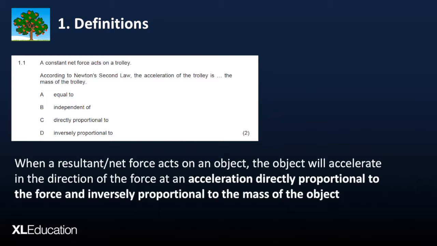When a resultant net force acts on an object, the object will accelerate in the direction of the force at an acceleration directly proportional to the net force and inversely proportional to the mass of the object. So if you can read the words that are in the question, you can see that the acceleration of the trolley is inversely proportional to the mass. Once you can get these words, then it means that is the part that is missing in that statement, so that your answer becomes a D. So you can see that for only knowing the definition, you should have scored that question correctly, right? Let's have a look at another question.